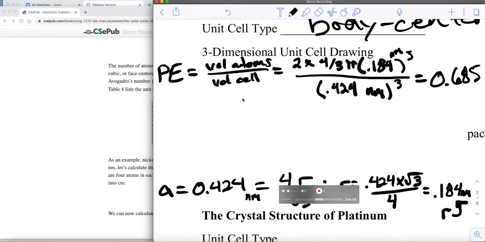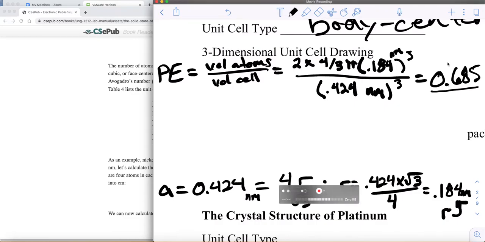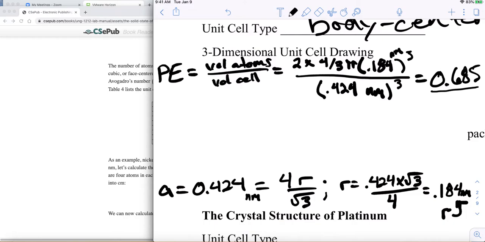All right, so that gets us through our packing efficiency calculation. One of the nice things about packing efficiency, in terms of lecture applications as well, is that packing efficiency doesn't depend on the element involved. What I mean by that is if you have a body-centered cubic unit cell, your packing efficiency is always going to be this same value, about 68% or 0.685 in that range. It's never going to be much different than that.